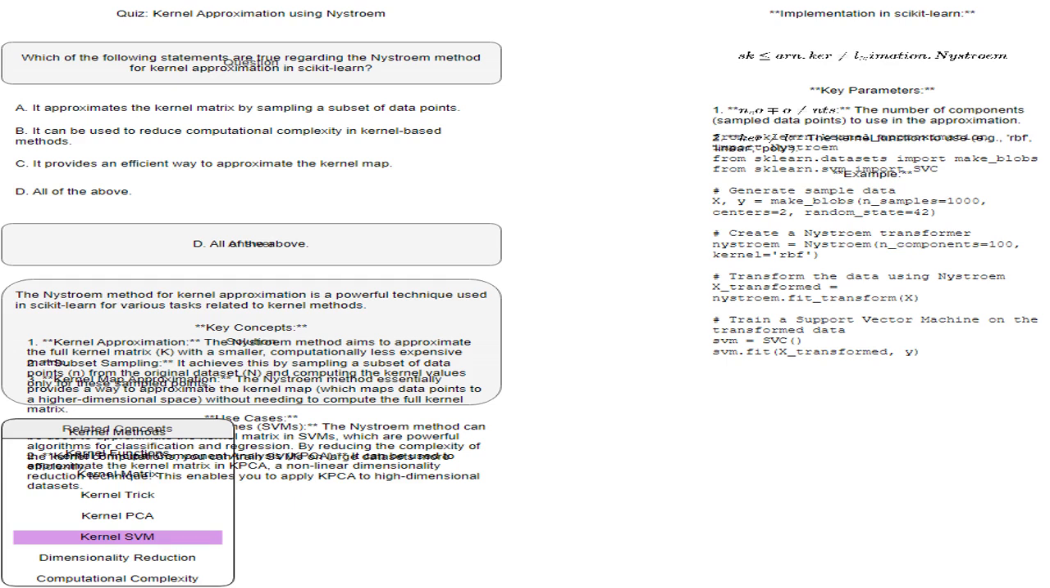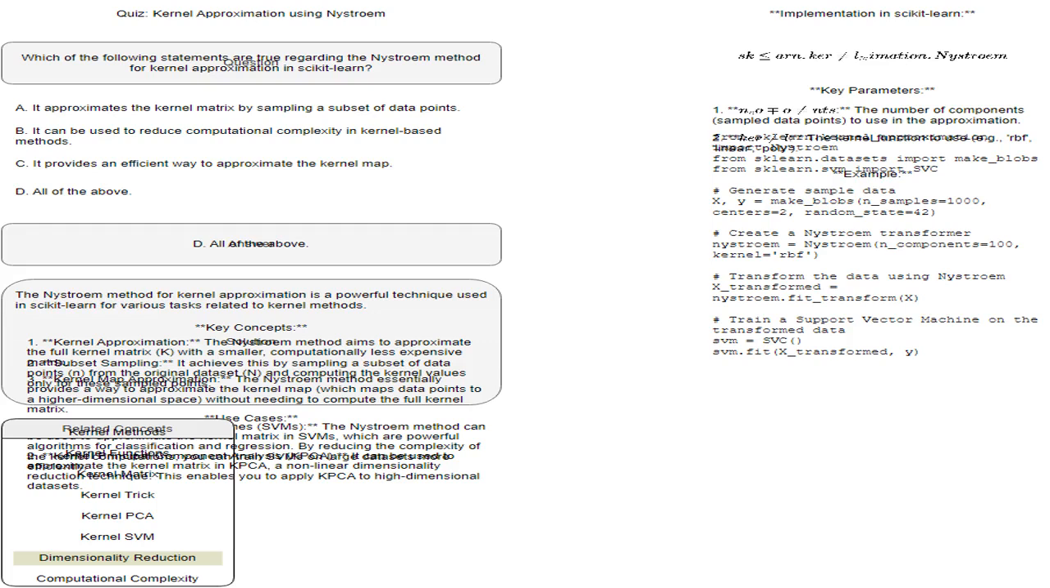Kernel SVMs work by finding a hyperplane that maximizes the margin between classes in the feature space. This margin is defined by the kernel function, which measures the similarity between data points.